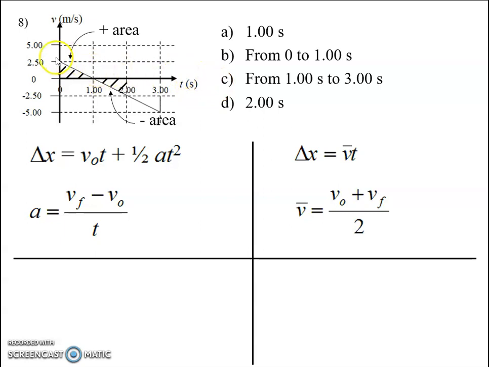So again, initial velocity, 2.5 meters per second, final velocity, negative 5 meters per second. That sign really does matter. So when you put those numbers in, you get the average velocity, multiply by the time of 3 seconds, and again, you're going to get negative 3.75 meters.